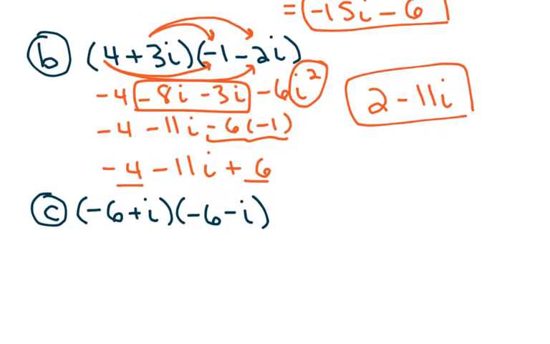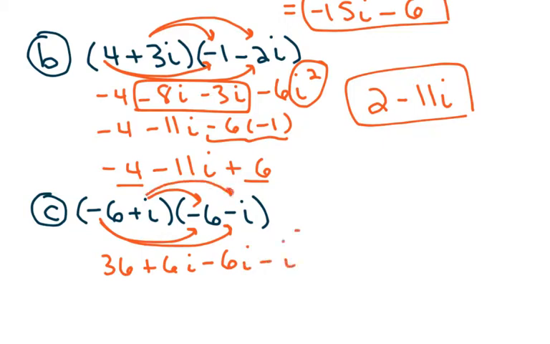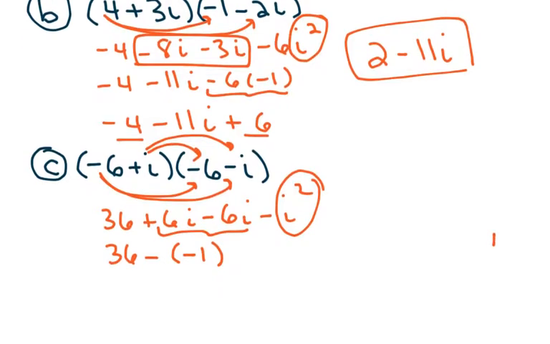In part C, 36 plus 6i minus 6i minus i squared. I'm going to replace this with negative 1. Watch what happens when I do that. Wait a second, what happened to the part that I just underlined? Well, 6i minus 6i is 0, so it just goes away. When I replace the i squared with negative 1, notice it says minus a negative 1, so it's going to become 36 plus 1, which is 37.